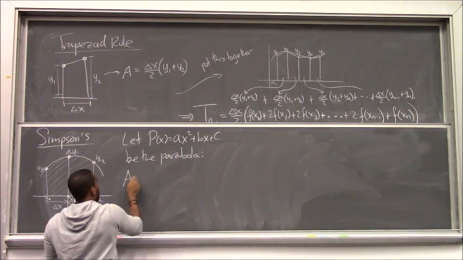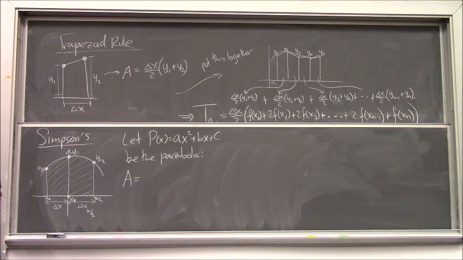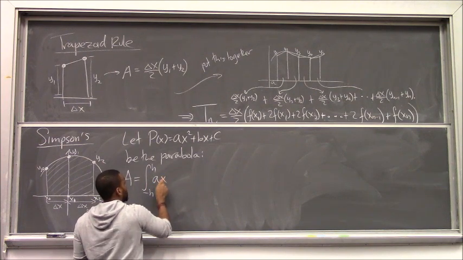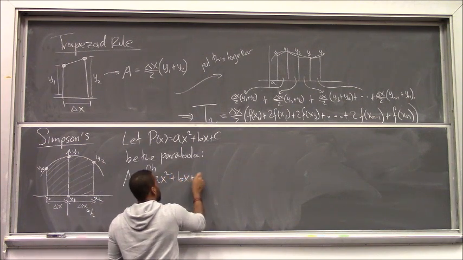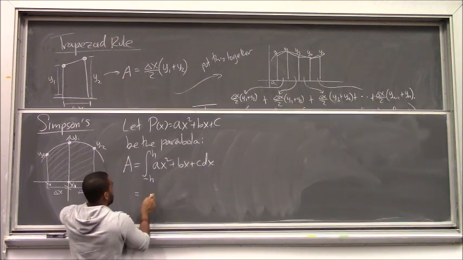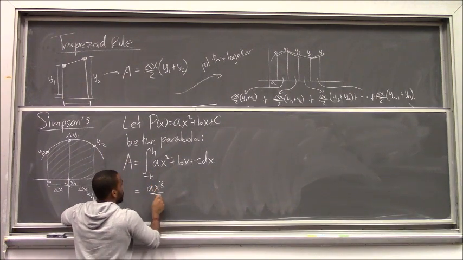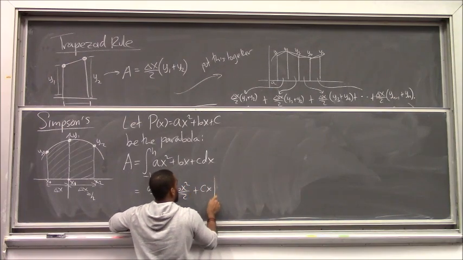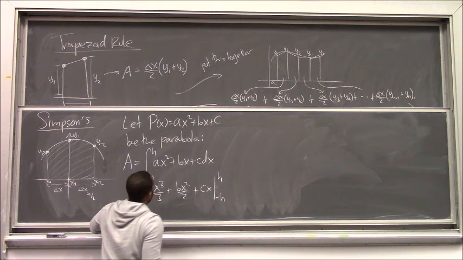Then the area under the parabola, the area under this guy, is going to be the integral from minus h to h of that function. Now that's going to be ax cubed over 3 plus bx squared over 2 plus cx between minus h and h.